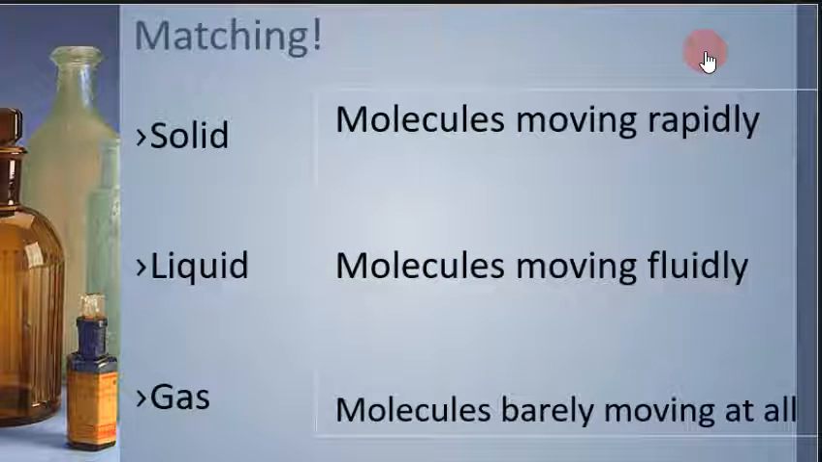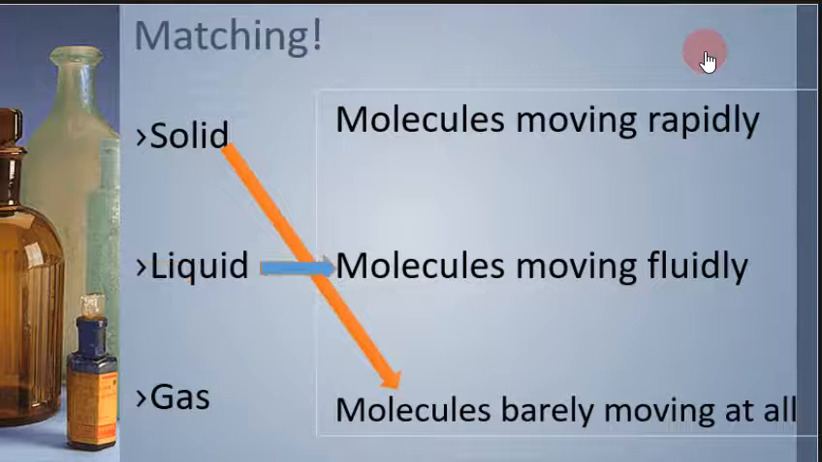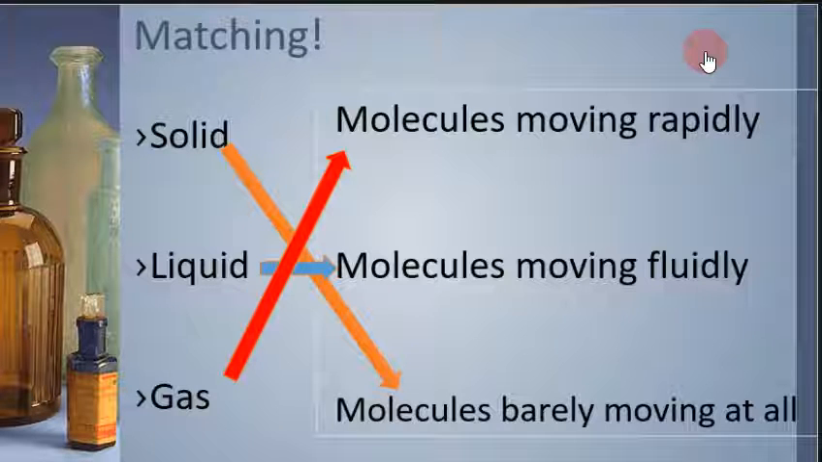Okay, we're going to do a matching. Do you have this in your book, matching? We're going to say, what is solid, what is liquid, what is gas? We have molecules moving rapidly, molecules moving fluidly, and molecules barely moving at all. So which one do you think the solid one is? The furthest one, barely moving at all. So just draw your little arrow like that. Our liquid is molecules moving fluidly, right over next to it comes solid. And that leaves our gas to point all the way up there. If your book has that, you're supposed to just draw those arrows.